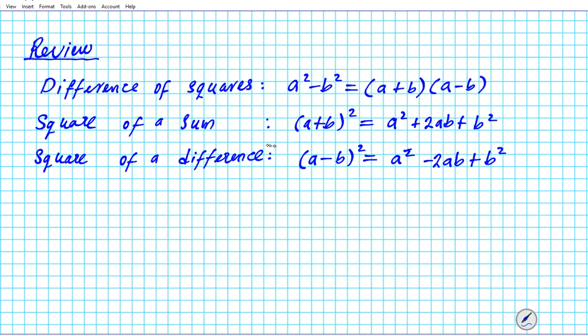Okay? So the beauty of these two formulas, the square of a sum and the square of a difference, is that it enables you to factor binomials that are squared quickly. Alright. And then the theorem we would like to keep in mind is the irrational roots theorem. The irrational roots theorem is as follows.